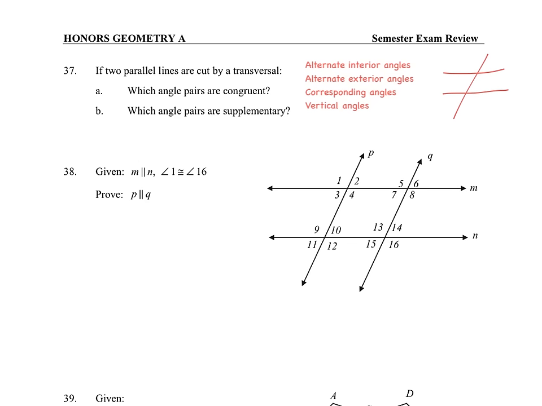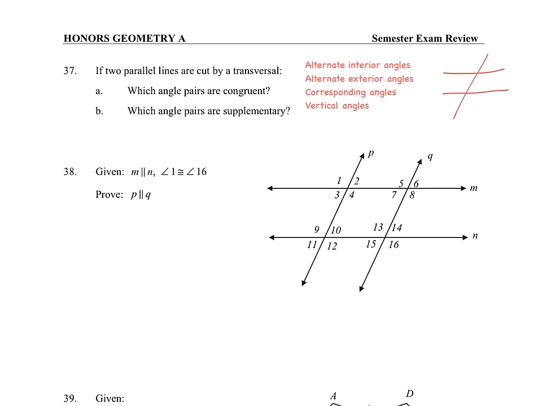Corresponding angles are angles that are in the same spot on the two different parallel lines. So for instance, this angle is above the parallel line and to the left. So its corresponding angle is the other one that is above the parallel line and to the left. Whereas, for instance, this one is below the parallel line and to the right, so its corresponding angle is going to be there.